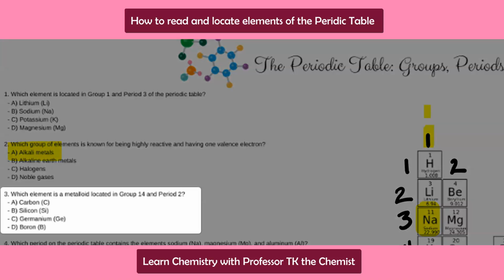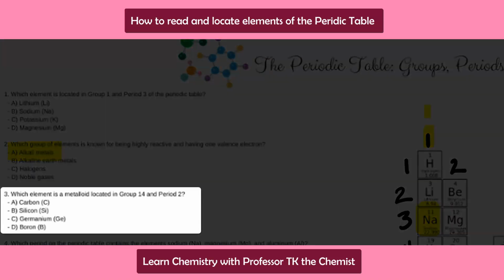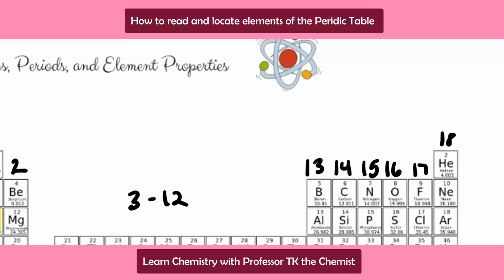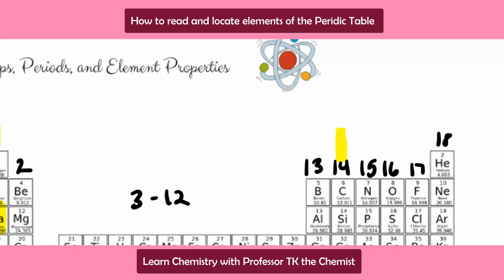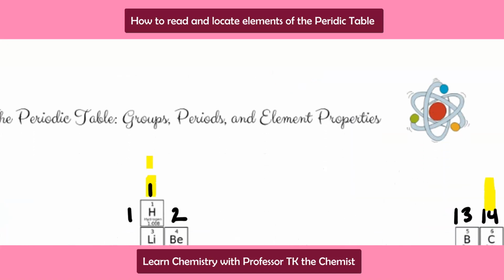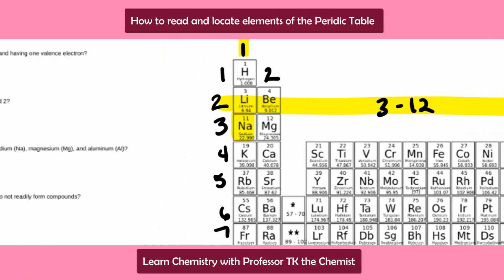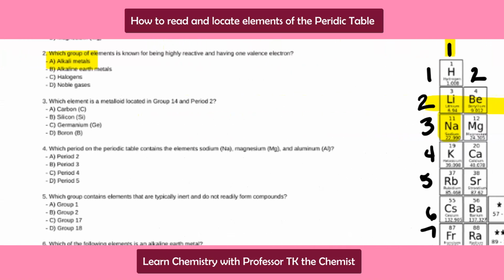Question 3. Which element is a metalloid located in group 14 and period 2? Group 14, so let's scroll over to group 14. Here we are right here. Here's group 14. And it's also said period 2. So let's zoom out a little bit so we can find period 2. Here's period 2 right here. So as we scroll on over and we stop here, we should end up with carbon. So let's go over to our answer choices, and number 3 is carbon.